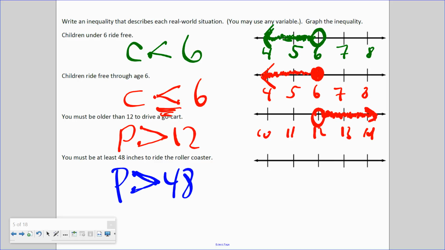But could you be equal to 48? You must be at least 48. If you are 48 inches, are you at least 48? Are you part of the 48? Yes, you are. So P is more than 48. So all of these numbers are more than 48, and it includes 48, so equal.